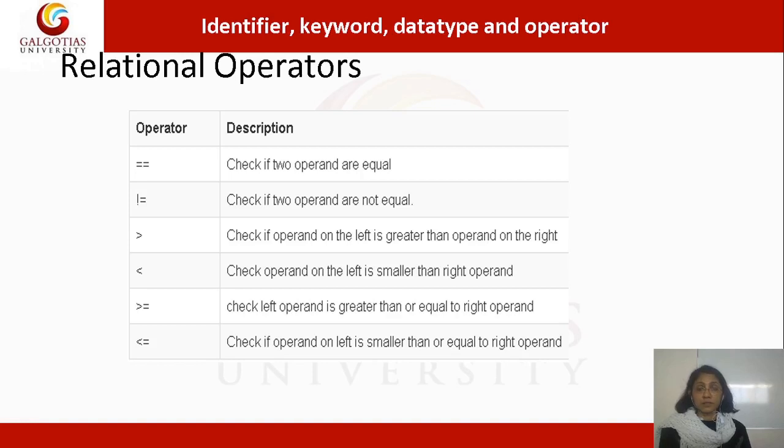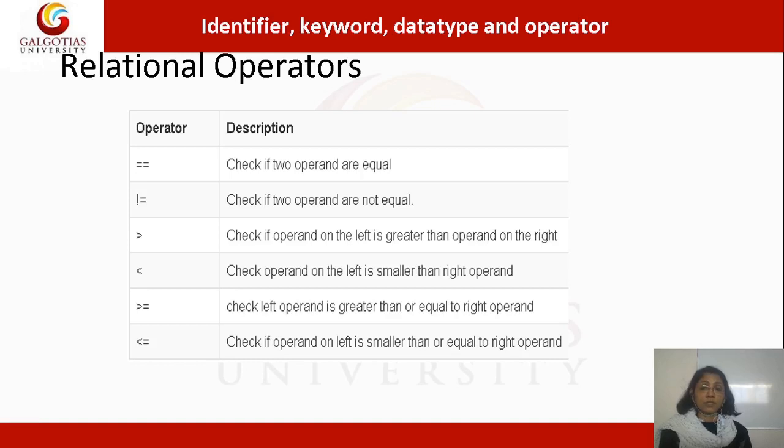Next set of operators are relational operators. The output of relational operators is either 1 or 0, where 1 represents true. Equal to checks if the two operands are equal. Not equal checks if the operands are not equal.